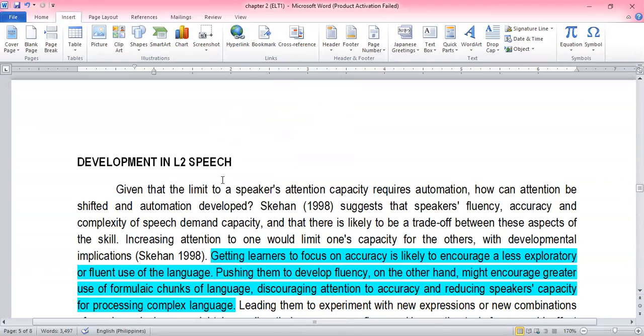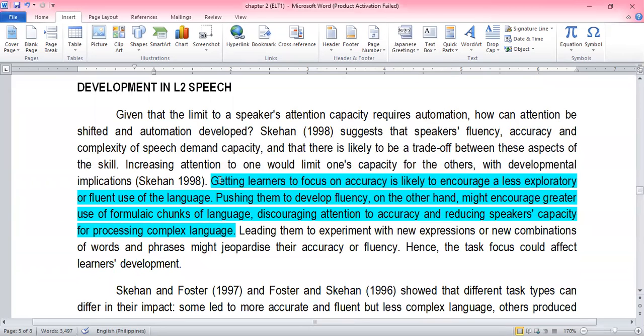Okay? Now, how do we develop our second language speech? Now, this can be difficult kasi either we focus on fluency or accuracy. Yet, getting learners to focus on accuracy is likely to encourage a less exploratory or fluent use of the language. Pushing them to develop fluency, on the other hand, might encourage greater use of formulaic chunks of knowledge, discouraging attention to accuracy and reducing speakers' capacity for processing complex language. Ano ba ibig sabihin nito? I'll give you a better example.